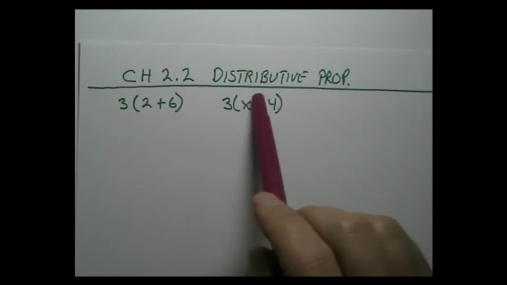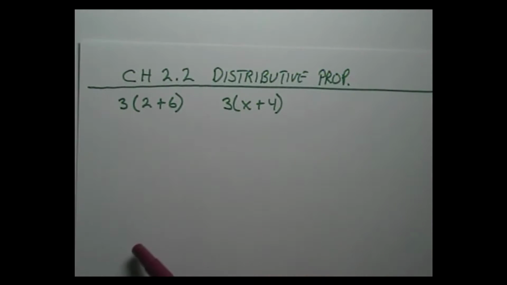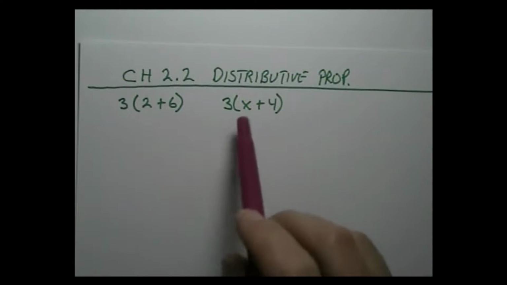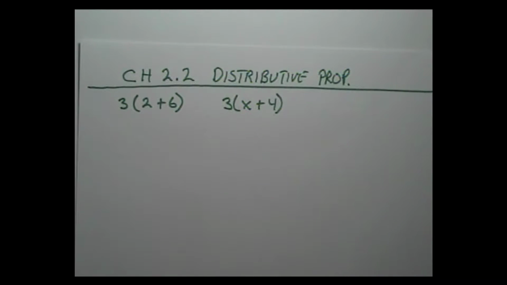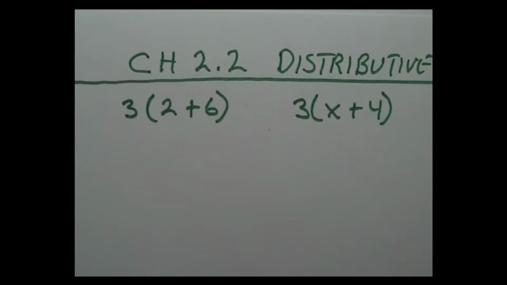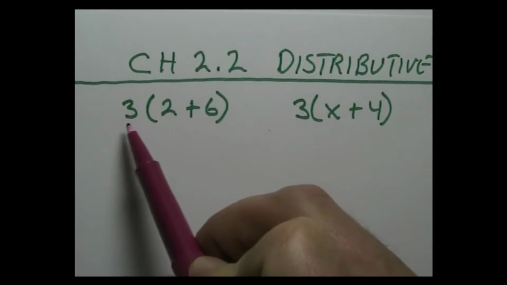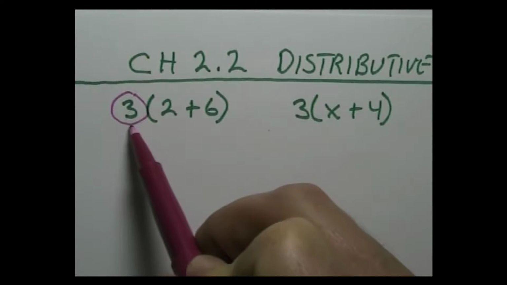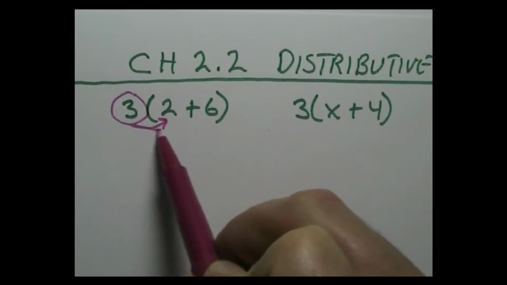Okay, chapter 2.2, the distributive property. Notice these first two problems here are almost identical, except this one has a variable. What we'll do is what's called the arrow method. We'll take this outside number, 3, and we have to multiply it by everything inside.